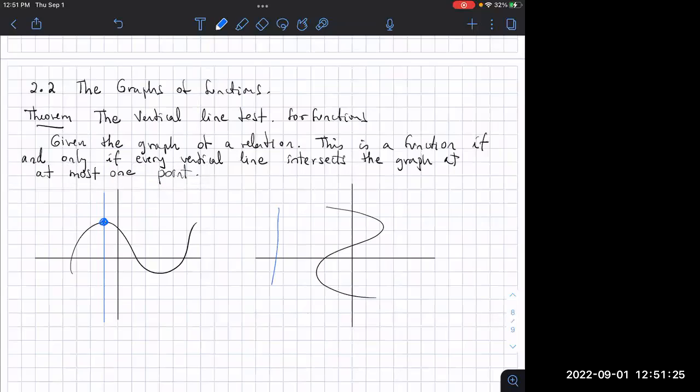But if you look at the second example, here there is no intersection, but then it starts intersecting at 1, 2, 3 points, 3 points, 2 points, or 1 point. So that is not a function because it intersects at more than one point. So this is a function. This is not a function. You probably remember this from your algebra class.